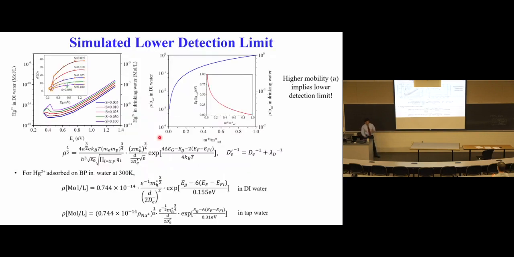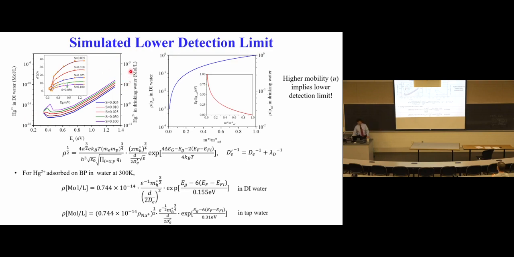If you look at the low detection limit, that also shows for some of the 2D nanomaterials in this case. You have two vertical axes here. The left-hand side is the low detection limit in DI water, deionized water, a more idealized water sample.